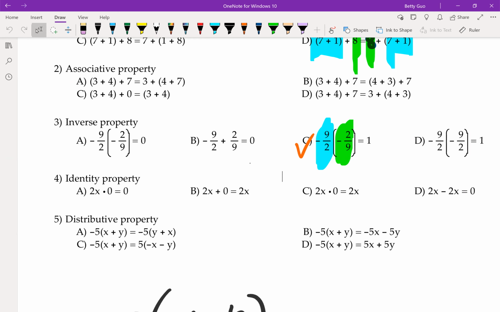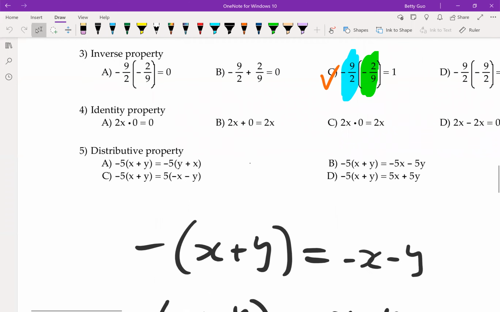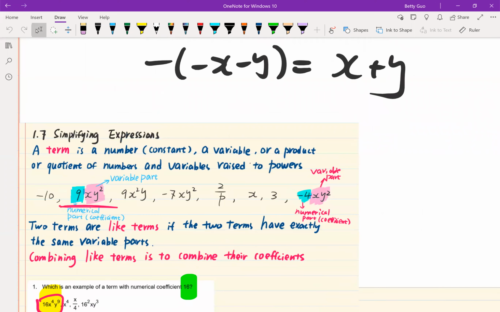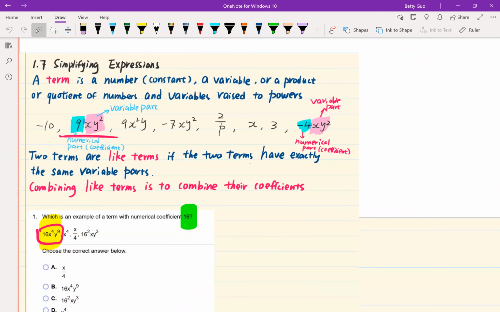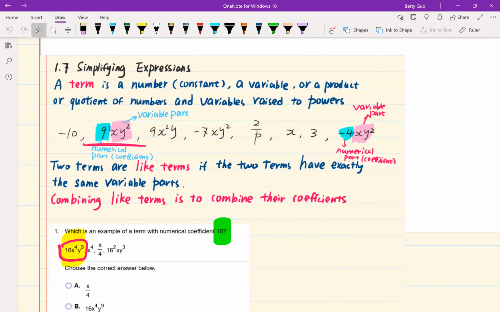Let's see, I think we have one more topic to cover before we start a review for test 1. The last section, 1.7. The last topic, simplifying expressions. Here we have 2 concepts. How do we define a term? Let's look at the definition. Please write down the definition.